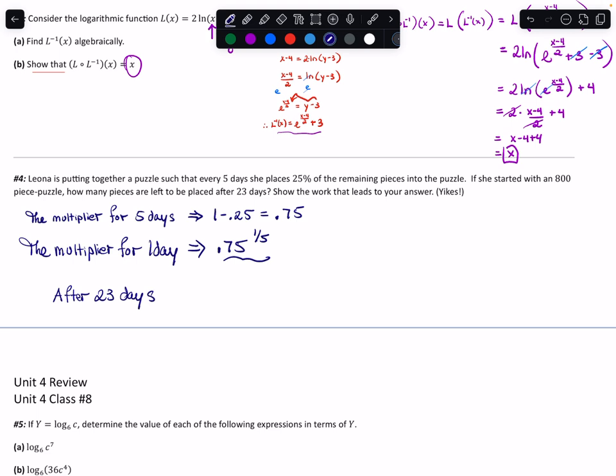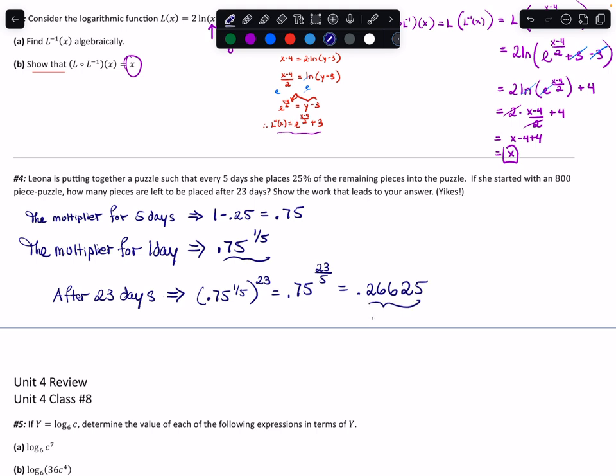I can tell you what the multiplier is. It's 0.75 to the 1/5 power, so that's for 1 day. If I raise it to the 23rd power, that would be for 23 days. So that would be 0.75 to the 23 over 5, and that I have to put in my calculator. So 0.75 to the 23 divided by 5 is this percent, which I'm going to cut. We'll put maybe one more decimal place.